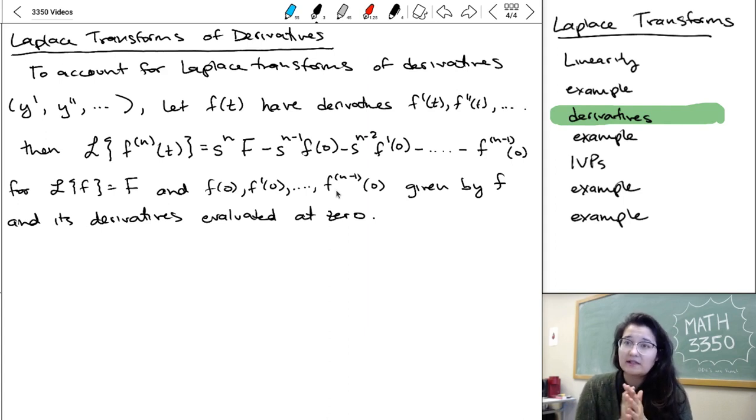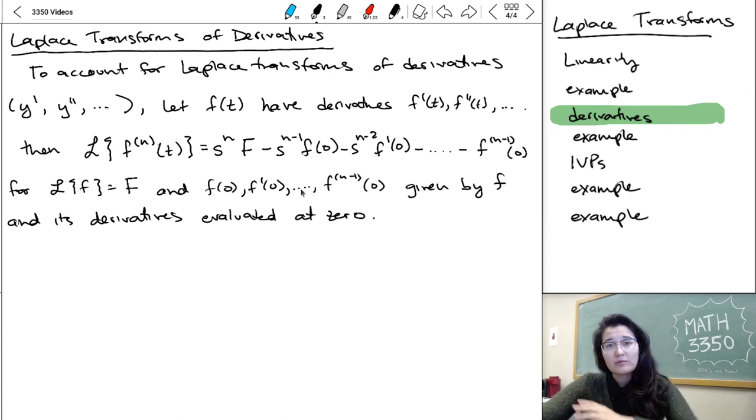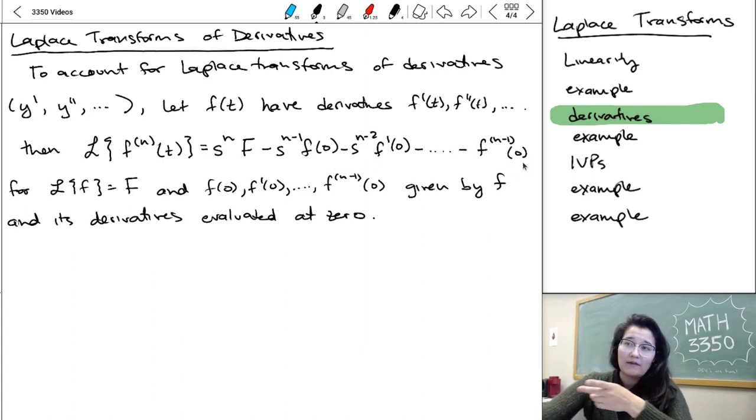Another thing to note is that this formula for a derivative is going to require that we know f evaluated at 0, which I hope is reminding you of our initial value problems where we're always given y evaluated at 0. And then for higher order problems, we ended up getting y evaluated at derivatives in 0. So this is a really nice fit for an initial value problem. It would be a lot harder to solve for just a generic ODE.